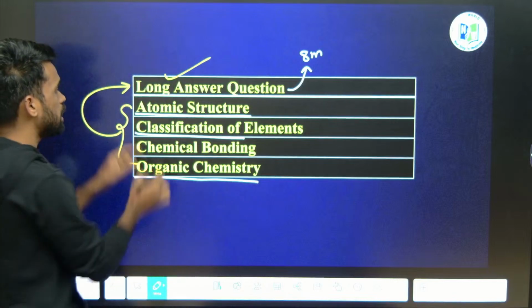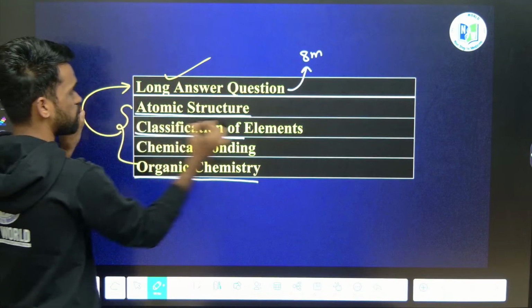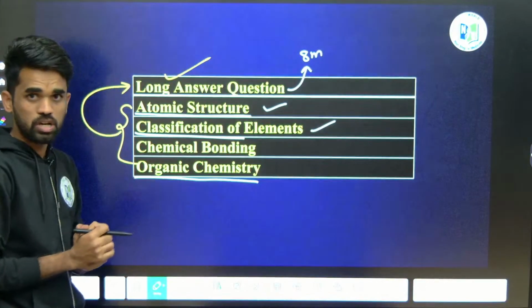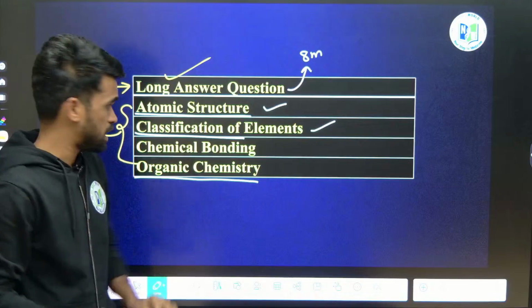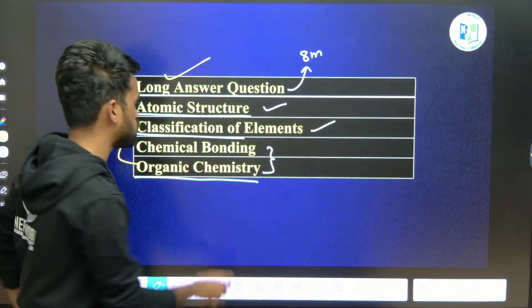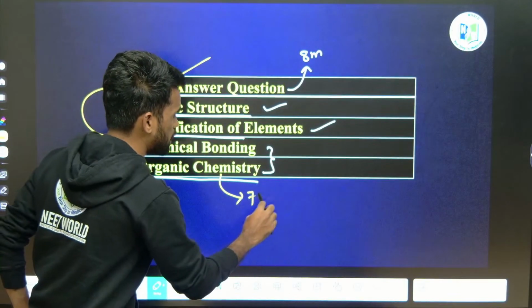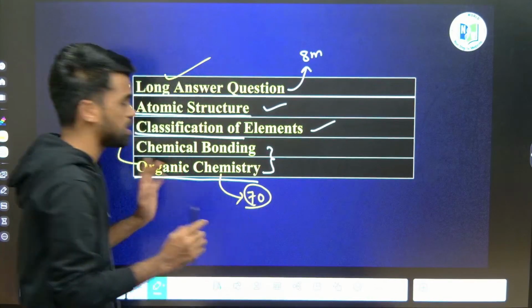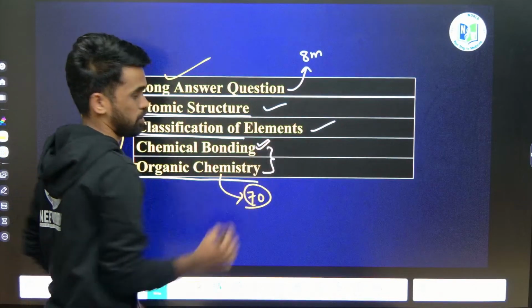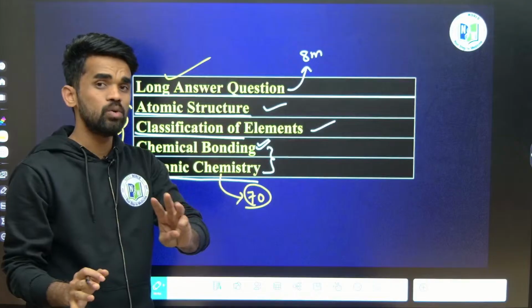Okay, mostly it will be fixed. One question from structure of atom, and one question from classification of elements. And the third question is mostly from any of these 2 chapters, and here also almost 70% chance from organic chemistry only. Very rare case they may ask from chemical bonding. I hope you got the clarity on what to cover here.